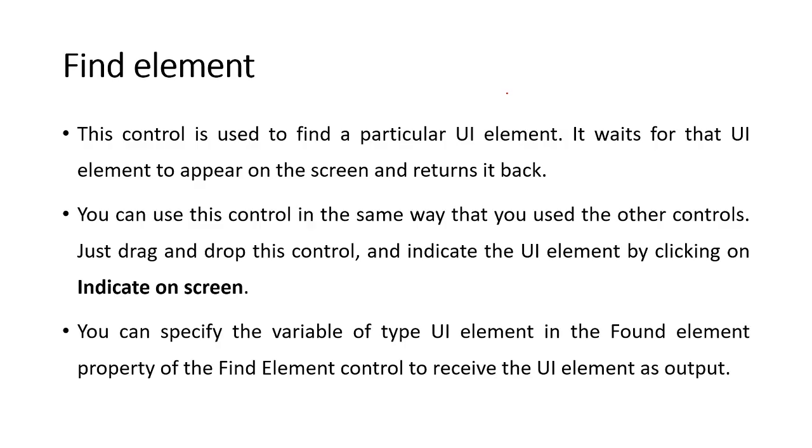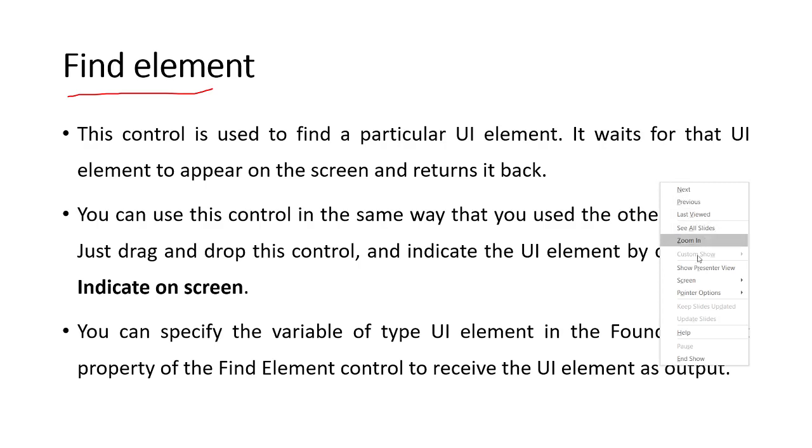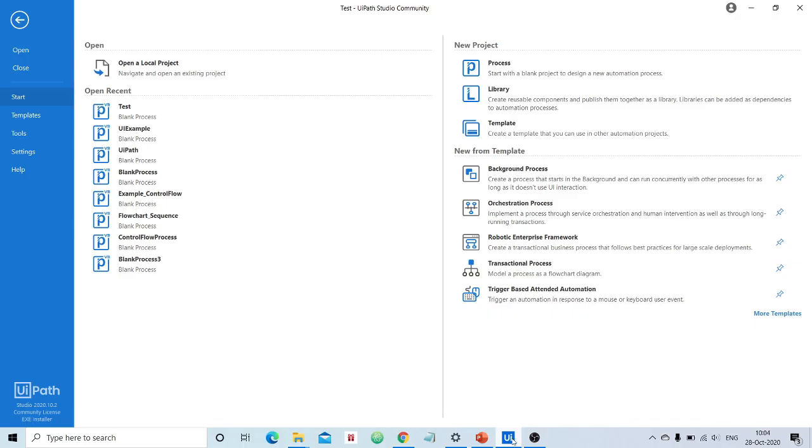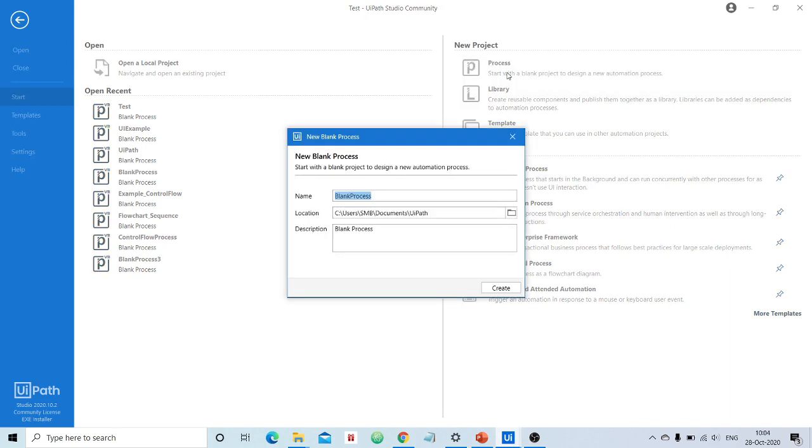Now we shall go to the tool and we shall come back and learn one more interesting activity called find element. So now I am going to the tool. I will start with a new process. I will choose the process name as find children process, and I want to store the work under the directory UiPath in the D drive as usual.